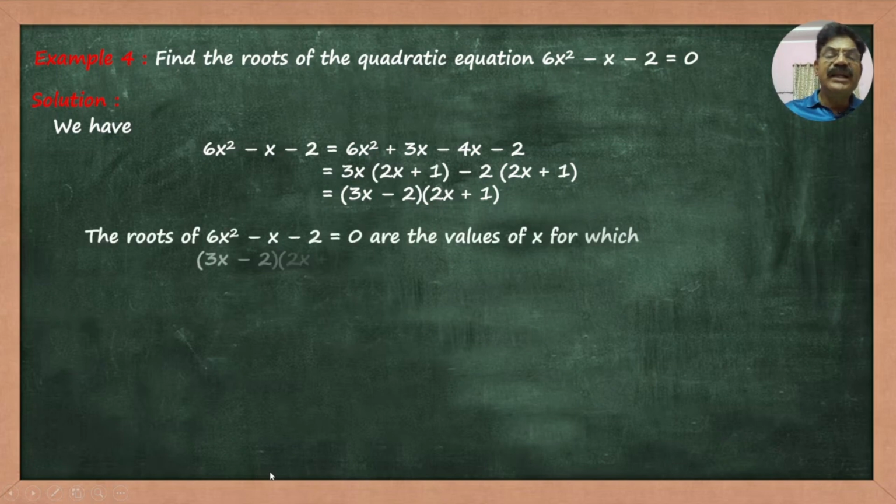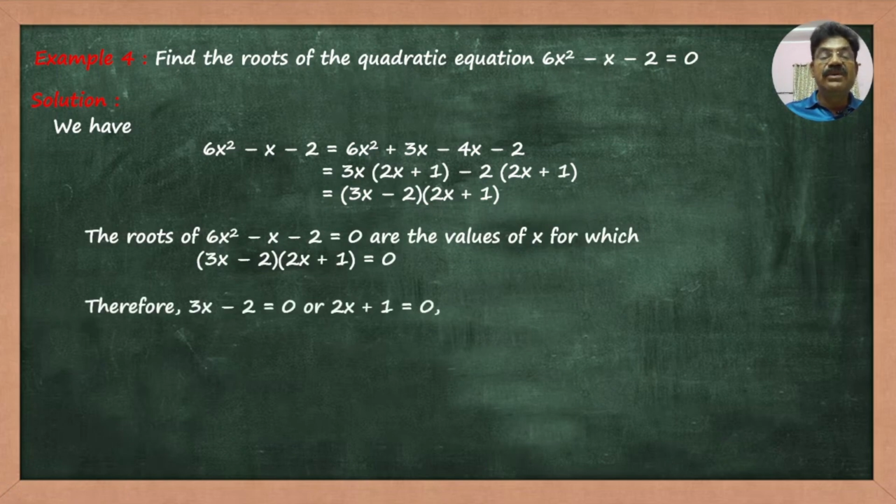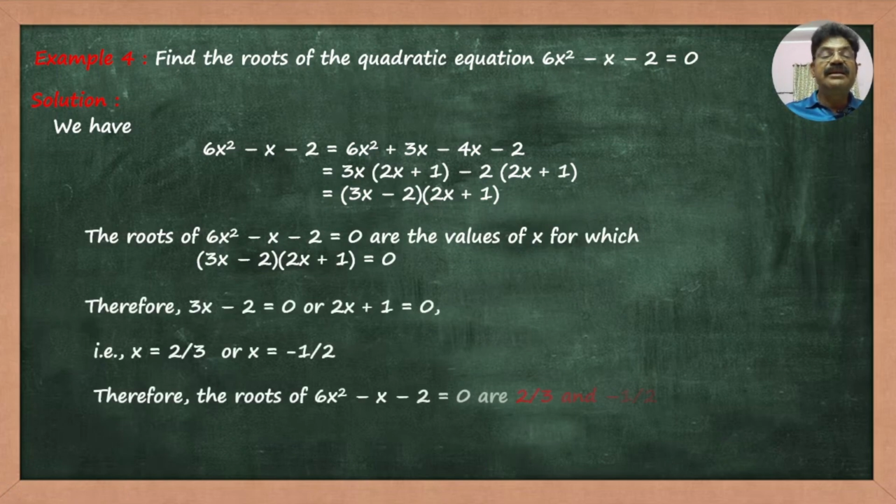Therefore, either 3x - 2 = 0 or 2x + 1 = 0. Therefore, either x = 2/3 or x = -1/2. Therefore, the roots of 6x² - x - 2 = 0 are 2/3 and -1/2. Let us move on to the next example.